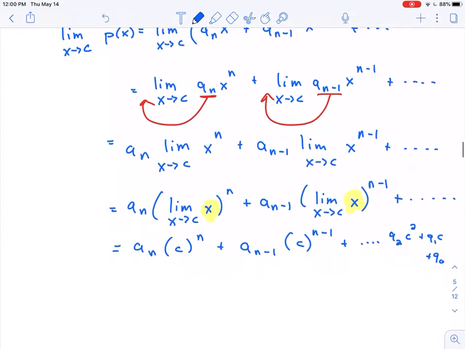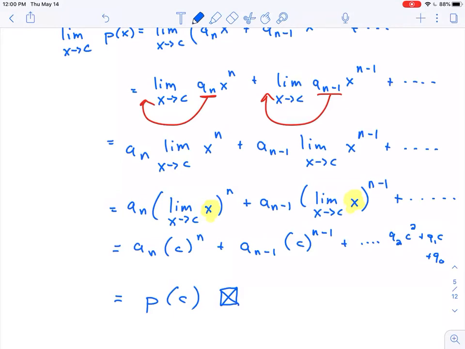But this is exactly the same thing as saying, you know what, just take that number and plug it into our function, p of c. So it's the same thing as if I had just taken c at the very beginning of my problem and plugged it into my function. And so that's what I wanted to show, which means that this is the end of my proof. So that's a pretty basic proof.